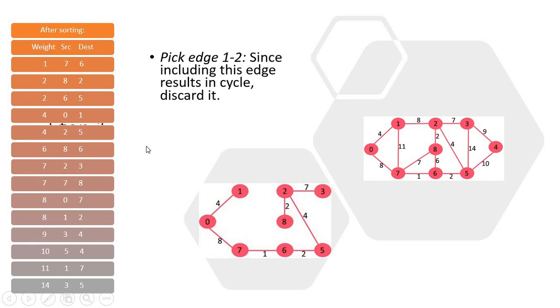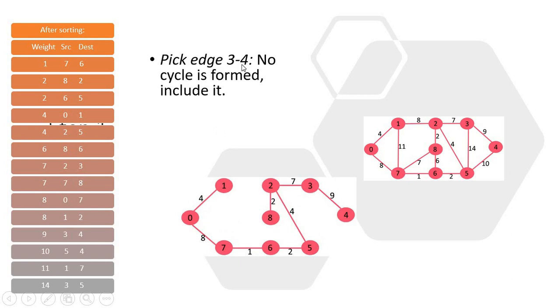Next edge is 1, 2. After including 1, 2 we would be forming a bigger cycle like this: 1, 2, 5, 6, 7, 0, 1. So we have to discard the 1, 2 edge. Next pick edge 3, 4. After picking 3, 4, we are not forming any cycle, so include it.